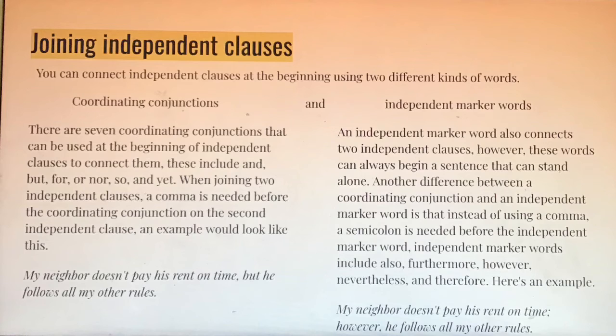An independent marker word also connects two independent clauses. However, these words can always be in a sentence that can stand alone. Another difference between a coordinating conjunction and an independent marker word is that instead of using a comma, a semicolon is needed before the independent marker word. Independent marker words include also, furthermore, however, nevertheless, and therefore. Here's an example: my neighbor doesn't pay his rent on time; however, he follows all my other rules.